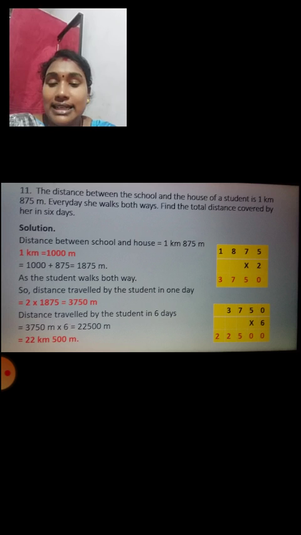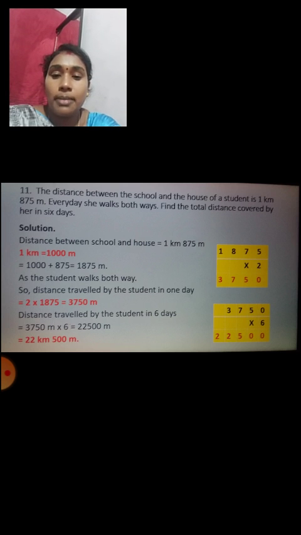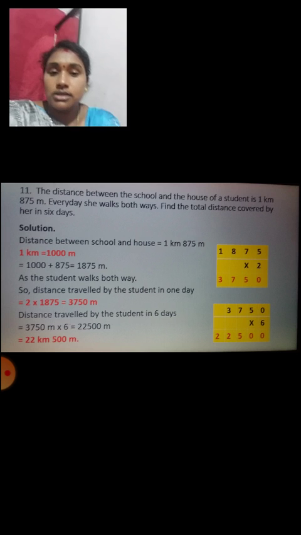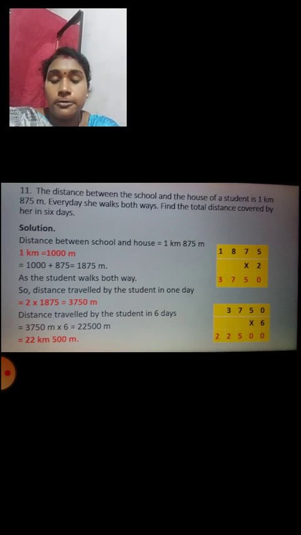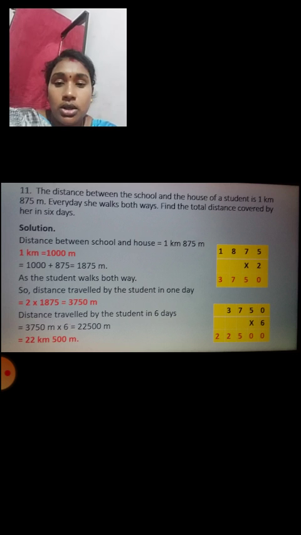So the distance travelled by the student in one day is 3750 meters. Right children? How much? 3750 meters. Now we have to find it out for 6 days. So what we have to do? Multiply.